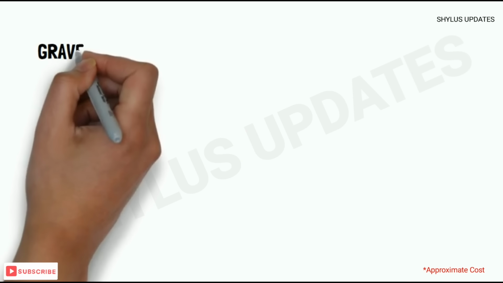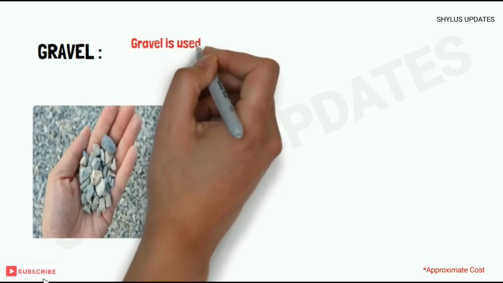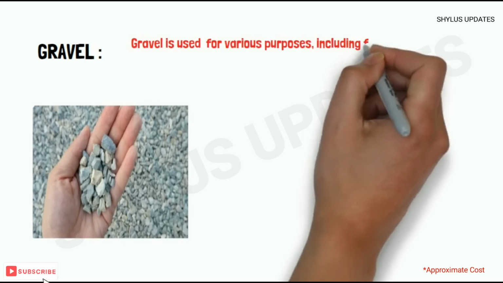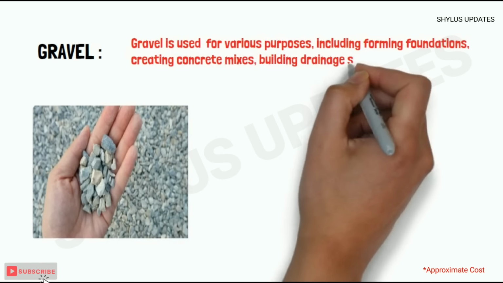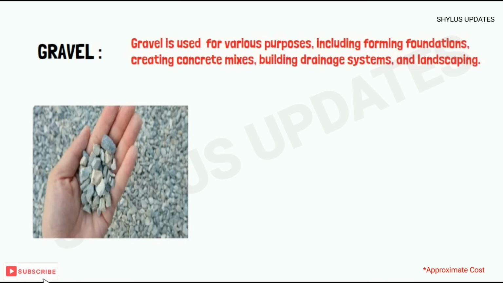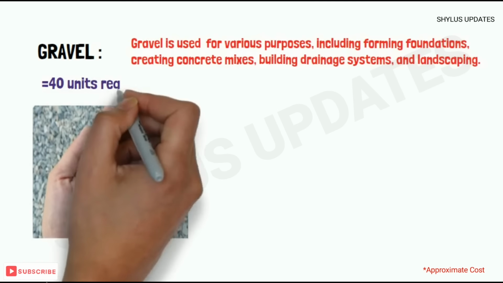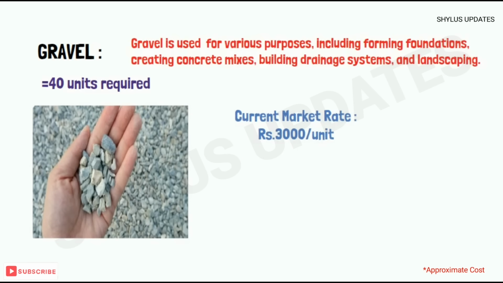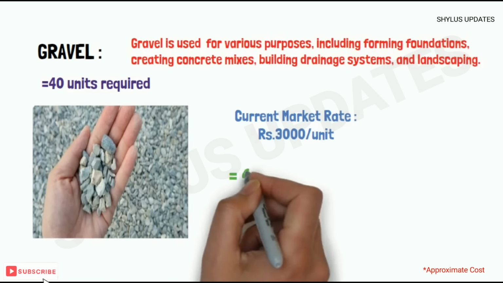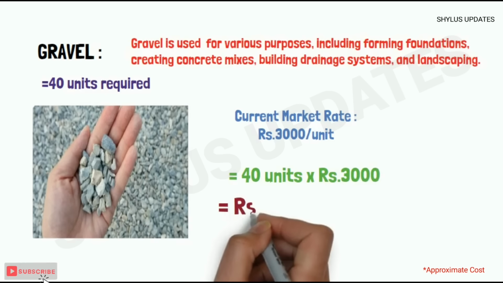Gravel. Gravel is used for various purposes, including forming foundations, creating concrete mixes, building drainage systems, and landscaping. For a 2000 square feet house, 40 units of gravel are required. The current market rate of gravel is rupees 3000 per unit. When you multiply 40 units into rupees 3000, you get rupees 1,20,000.